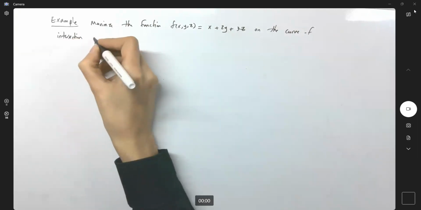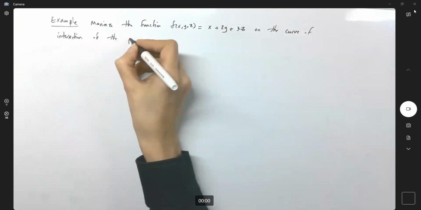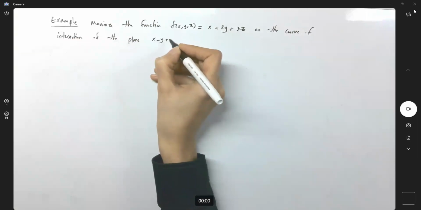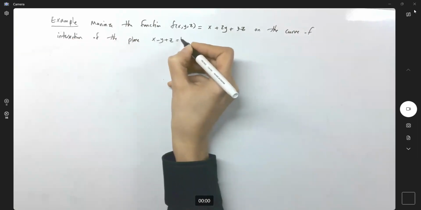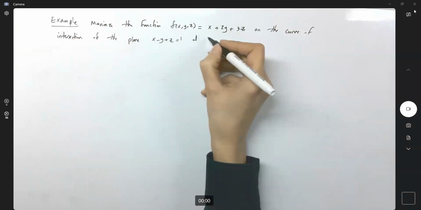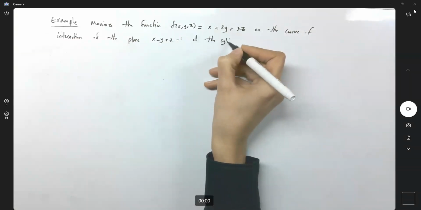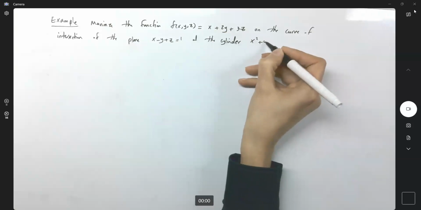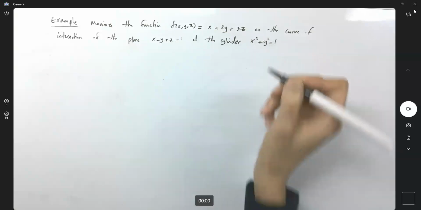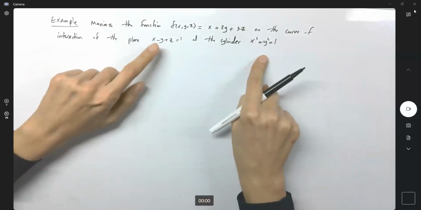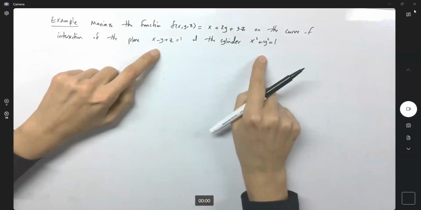Of the plane. Our plane is x minus y plus z equals 1, and also the cylinder. What cylinder? x squared plus y squared equals 1. Well, as you can see, we have two constraints here. So what are we going to do?